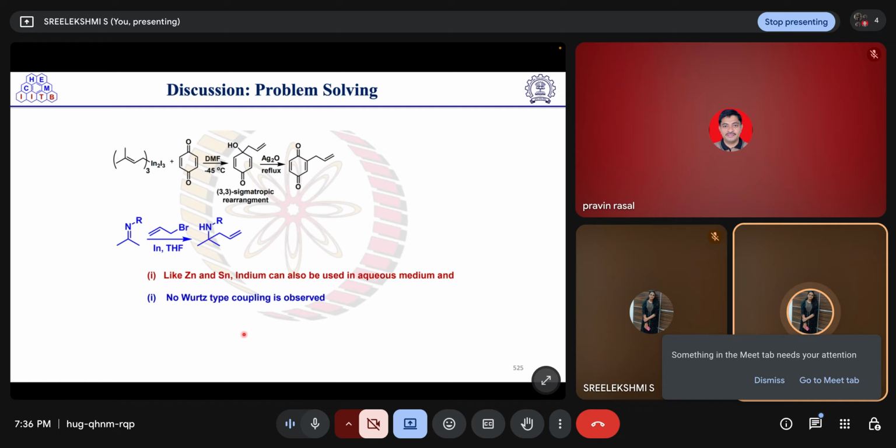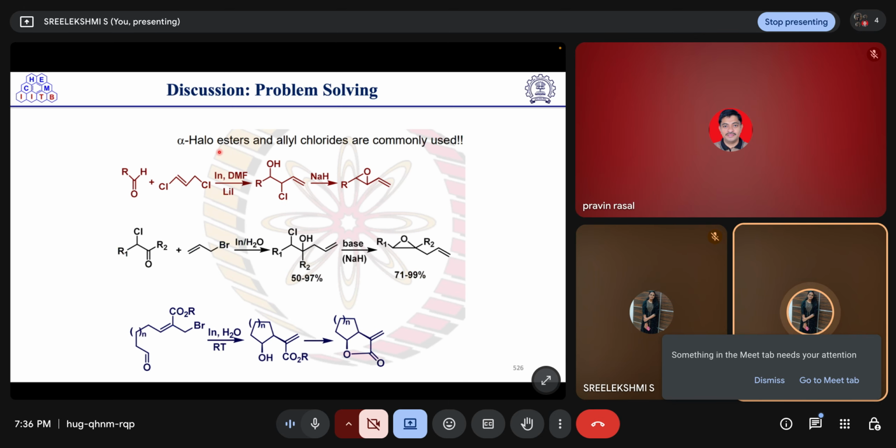So as we said earlier, like zinc and tin, indium can also be used in aqueous medium, and there is no formation of any coupling product observed. This is another example where firstly this is forming, then the silver oxide carries out this transposition, that is, sigmatropic rearrangement, to get this particular compound.